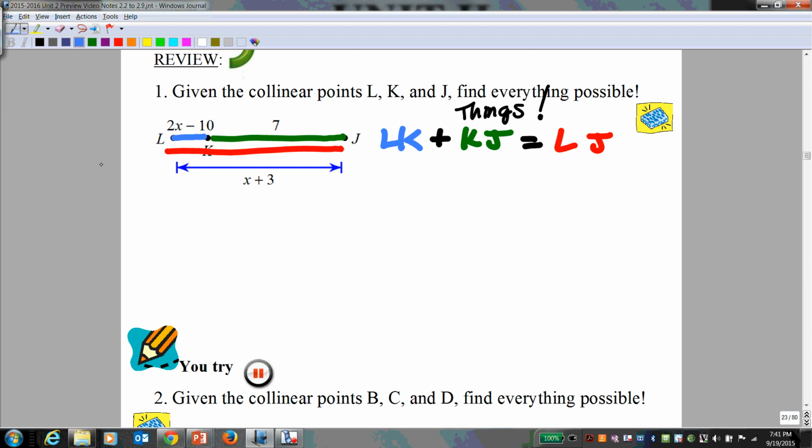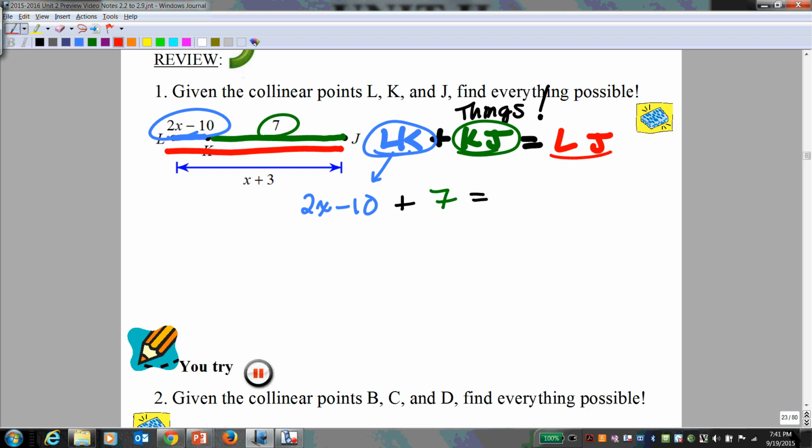Color coding is also very helpful for this. So now we know we circle, plug, chug. We have LK, and we come over here and we do 2x minus 10 plus 7, so we have LK plus KJ equals LJ. That's 2x minus 10 plus 7 equals x plus 3. We collect like terms, and we're going to solve here. So you do your own algebra and just look up, and we'll probably be done about the same time.